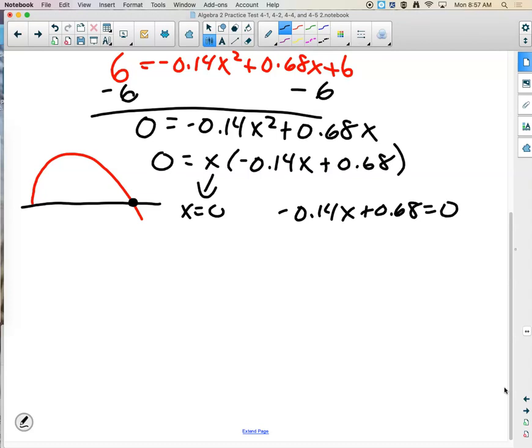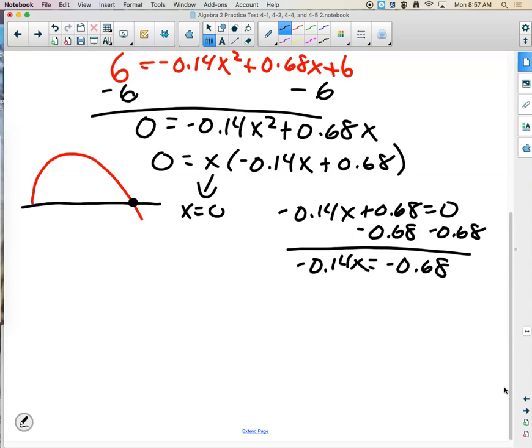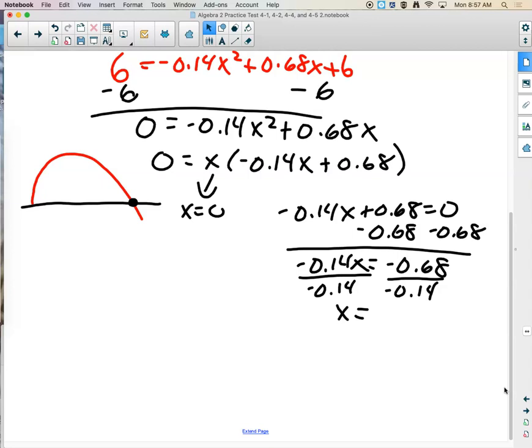If we want to answer it, well, that's just a two-step algebra equation, for goodness sake. We can subtract 0.68 from both sides and divide by negative 0.14, because we've got a calculator. So let's see what that comes out to be.